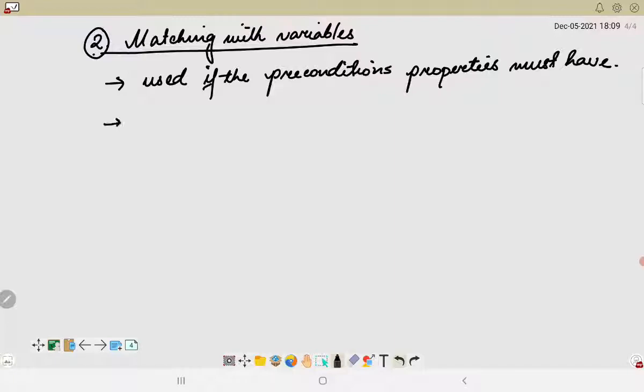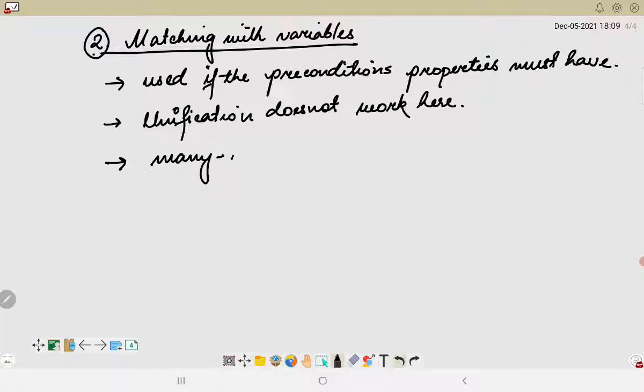The next important thing is unification, which is one of the rules of inference. Unification does not work here. We will not be able to use unification. The third one is that basically it is useful for many matching problems. So we can use it in many relationships. Suppose we have many states which need to be matched, so we can use matching with variables.